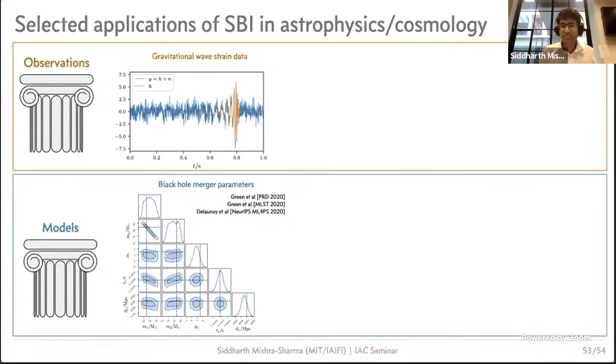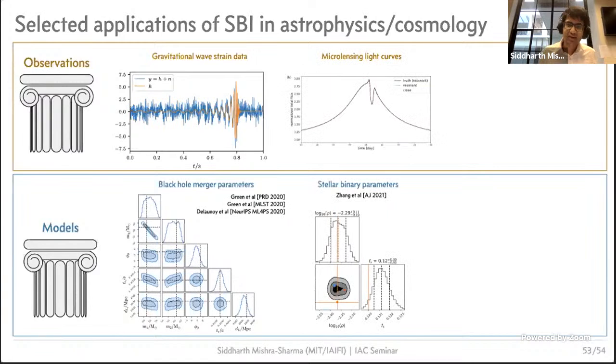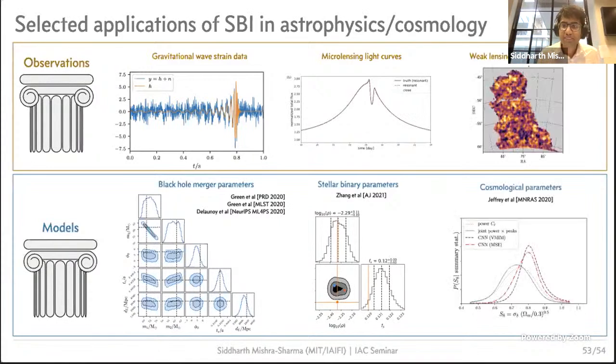So something that's been getting a lot of interest is analyzing gravitational wave strain data with some of these methods to get out, for example, merger parameters, analyzing light curves and microlensing, exoplanet studies. And for example, in cosmology, analyzing weak lensing convergence maps and even distributions of galaxy clustering, to get much tighter constraints on cosmological parameters than you can with traditional summaries. So that was just to give a flavor that these methods are really widely applicable.